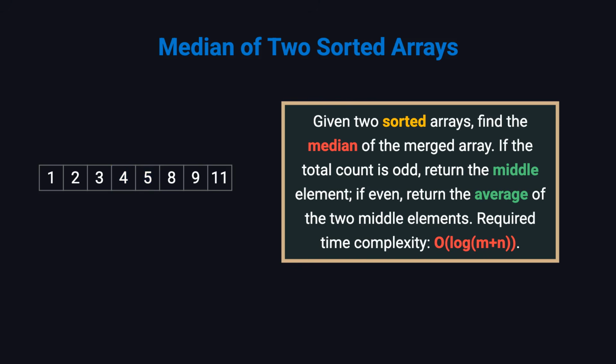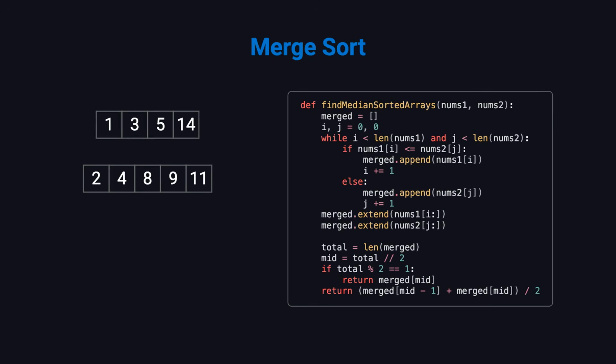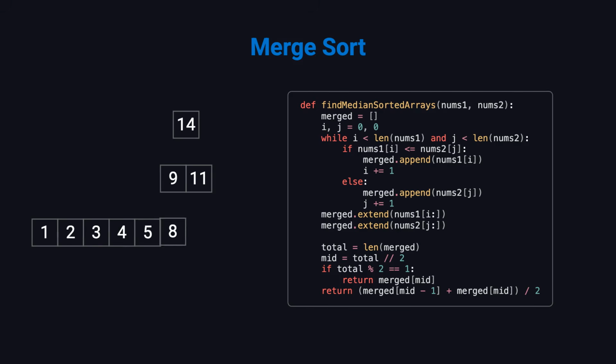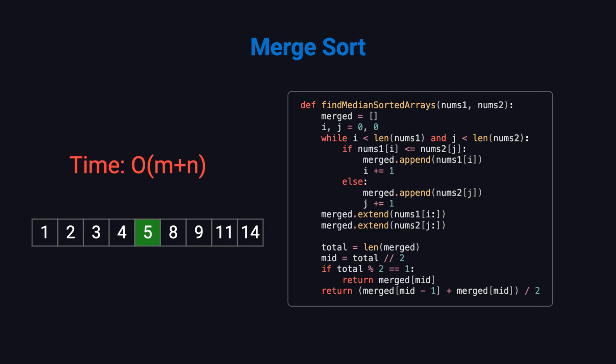The key requirement of this problem is that the time complexity must be logarithmic. That is O(log(m+n)), where m and n are the lengths of the two arrays. The most straightforward idea is merge and sort. Since both arrays are already sorted, we can merge them into one sorted array, then just grab the element at the middle index. This approach is simple and easy to code, but its time complexity is O(m+n), which doesn't meet the requirement.